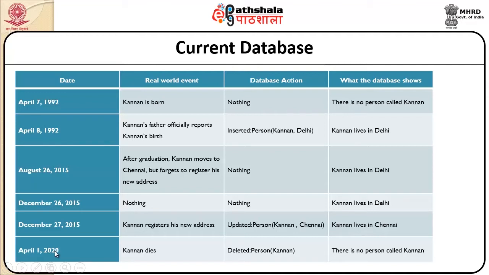In the year 2020, on April 1st, let us say that person dies. So, that record needs to be deleted. So, a person named Kannan will be deleted from the database. So, the database will show that there is no person called Kannan. So, we have created a person called Kannan and we have deleted a person called Kannan. So, all that happens, the entire history is being maintained within the same table.